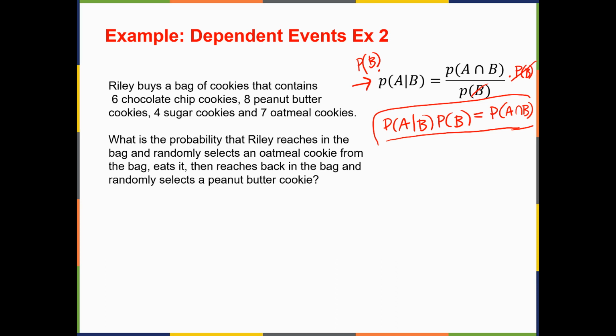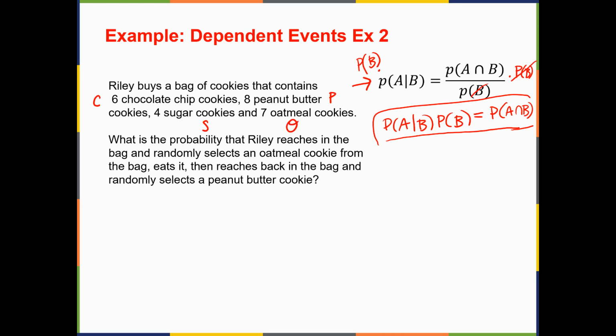All right, let's read the question now that we've done a little bit of pre-work. Riley buys a bag of cookies that contains 6 chocolate chip cookies, we'll call those guys C, 8 peanut butter cookies, we'll call those guys P, 4 sugar cookies, S, and 7 oatmeal, which we'll call O with a little swoopy on it.